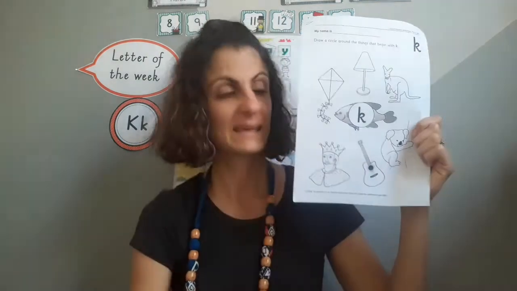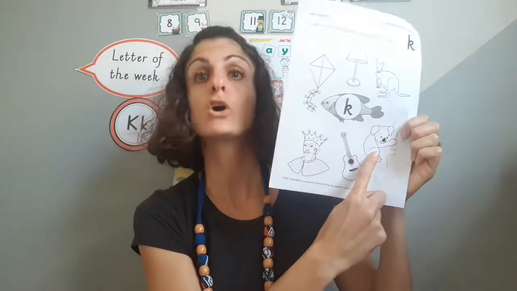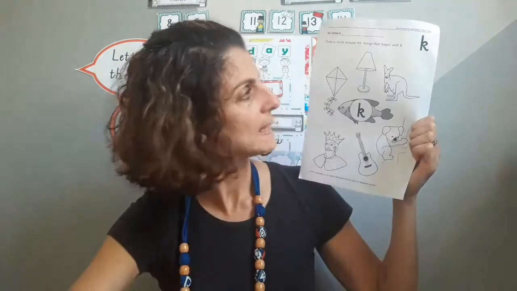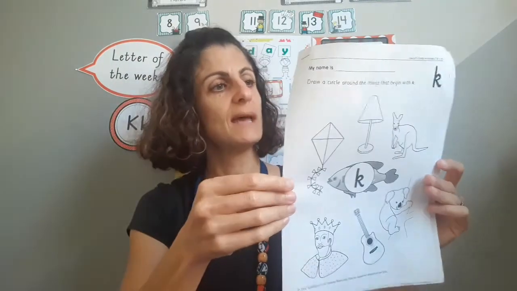Guitar. Guitar sounds almost like it wants to start with a K, but it actually starts with this letter, G. Guitar. Koala. Koala. Yes to koala. And kangaroo we've already done. So that's the K one.